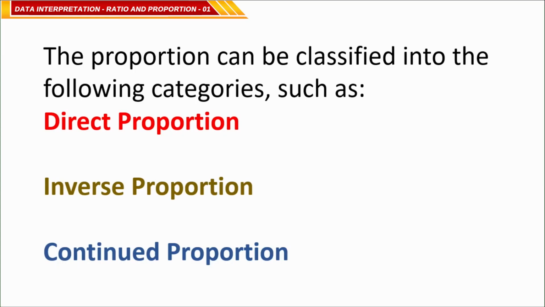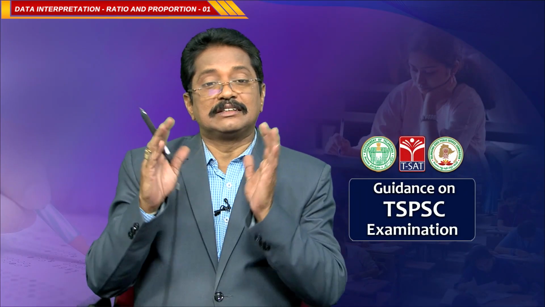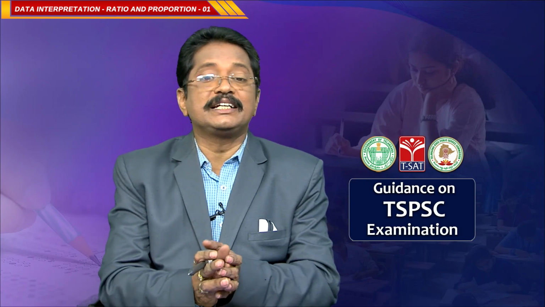Okay. Now, the proportions can be classified into three categories actually. One is called direct proportion, second is inverse proportion, third is continued proportion. Just now we were saying direct proportion. If there are two quantities, if one quantity increases, the other quantity also increases, or one quantity decreases, the other quantity also decreases, they are said to be in direct proportion.